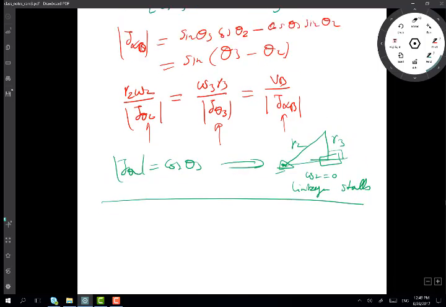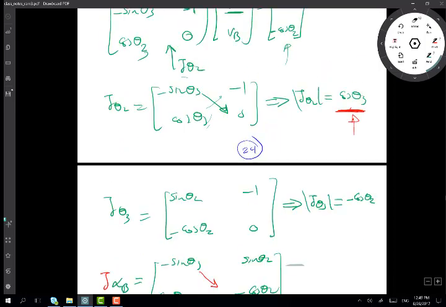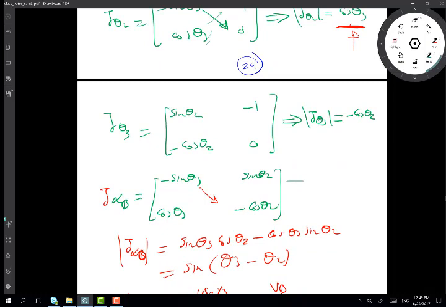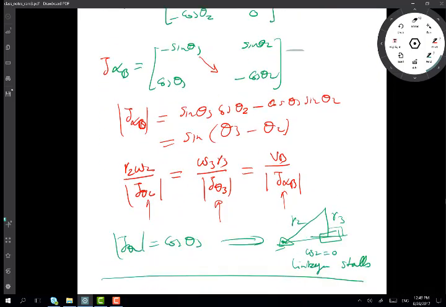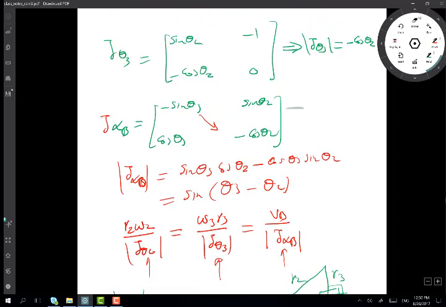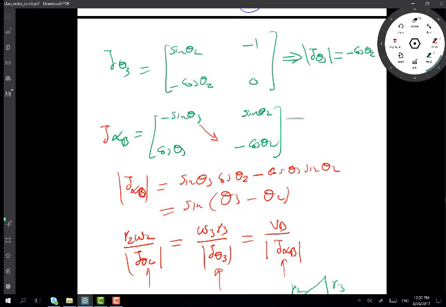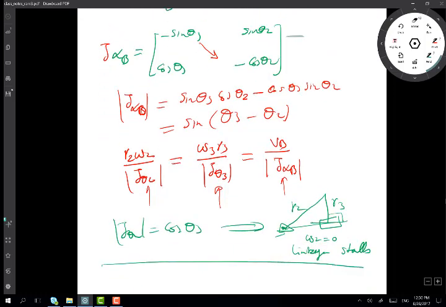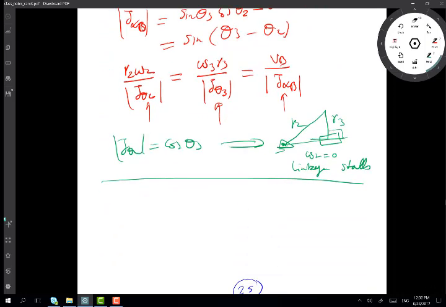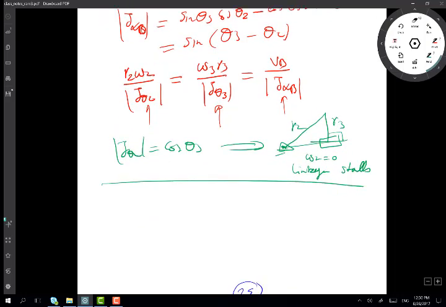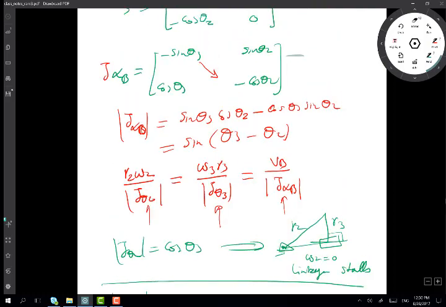If you want to look at J theta 3 over here, which is minus cosine theta 2, it tells you when omega 3 is equal to 0. This means when cosine theta 2 is equal to 0, so theta 2 is 90 or a multiple of 90. So the crank is rotating, no problem, that's linkage not stalling. I think J theta 3 was equal to minus cosine theta 2 or something like that, wasn't it?